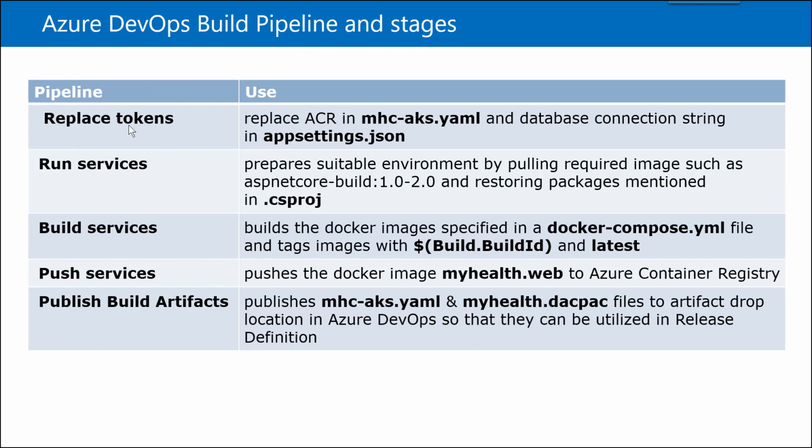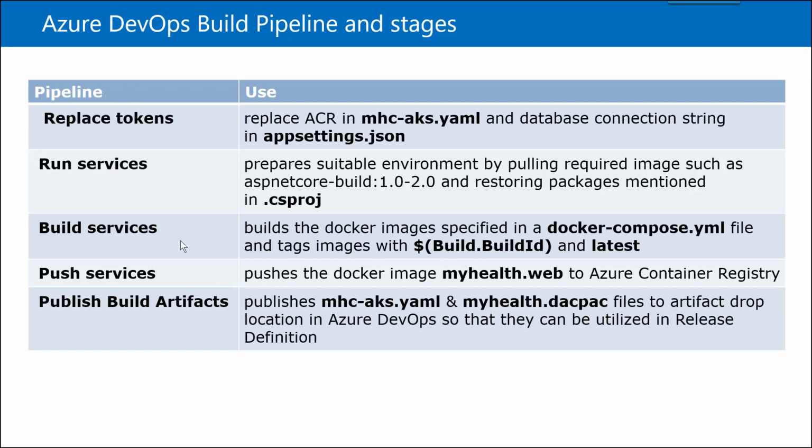So in build pipeline, we will be using these pipelines. First step will be to change the name of the ACR, Azure Container Registry, and this will be changed in the app setting JSON file. And then run service. In run service, we will pull the image and then restore the NuGet packages. And then build service will be responsible to build the image, and while building the image, it will tag the image with the build ID, okay, and then push this to the registry.